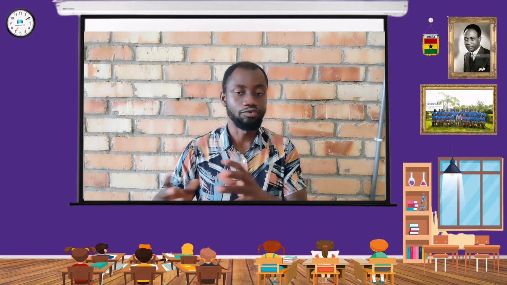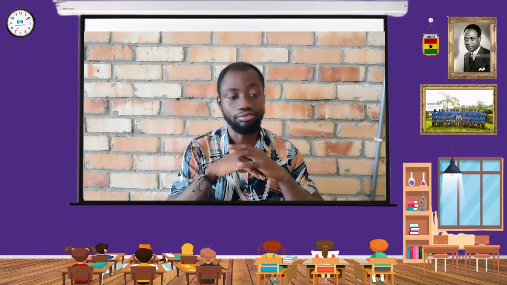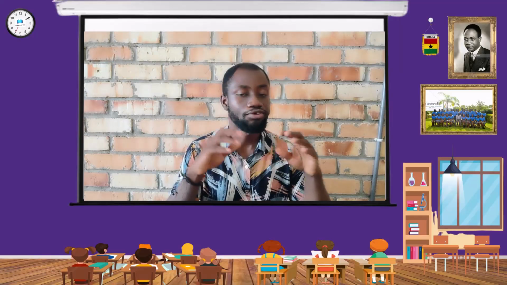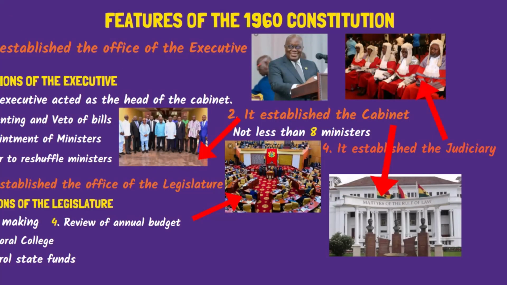Now let's take a look at the functions of the judiciary before we bring our discussion to an end, starting with the Supreme Court. The Supreme Court was the highest court in the country and the final court of appeal in all civil and criminal cases. It was also empowered to deal with all matters relating to the interpretation of the provisions of the 1960 Constitution. The Supreme Court also had supervisory jurisdiction over all other courts in the country, and the power to make orders and issue writs or directives to the lower courts.